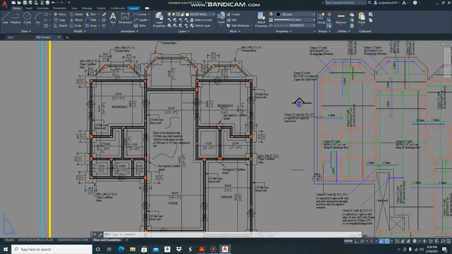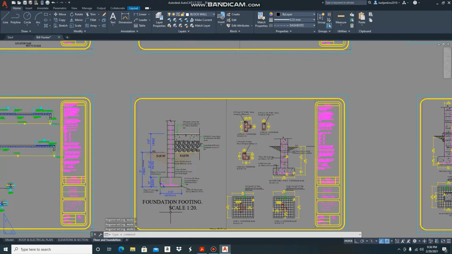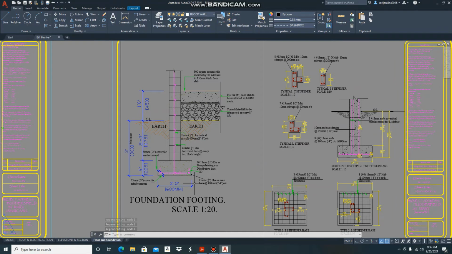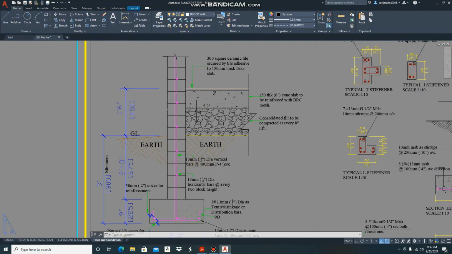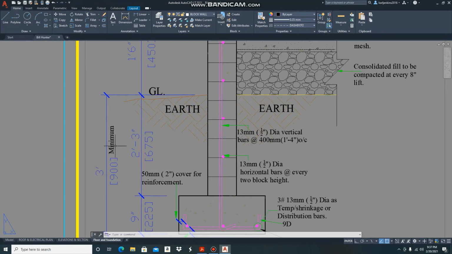So after you have critically looked at your foundation, then you must move over to your footing detail. And this is very, very critical now. While you have gotten the width of your trench from your foundation plan, your footing detail is going to give you the depth of your foundation. So as you can see now, the depth of this foundation is 3 feet. 3 feet minimum, meaning that you can go deeper than 3 feet, but you must not go less than 3 feet. Your minimum depth is 3 feet.